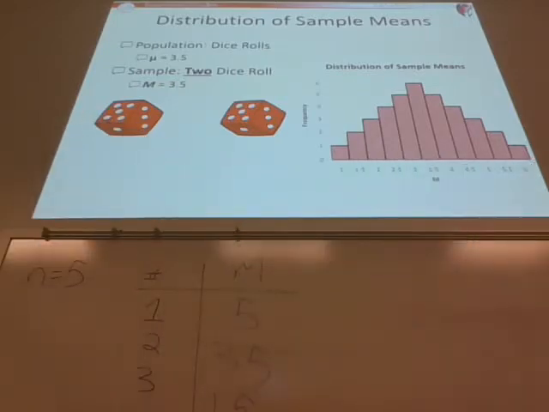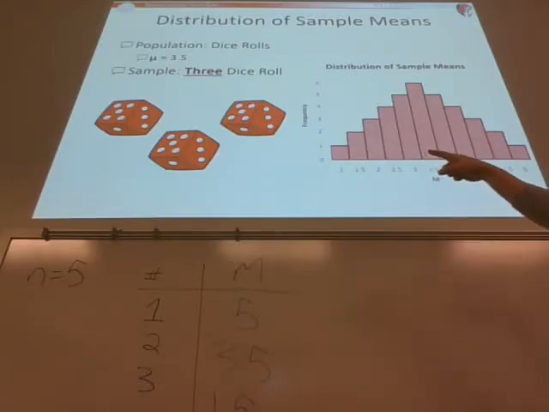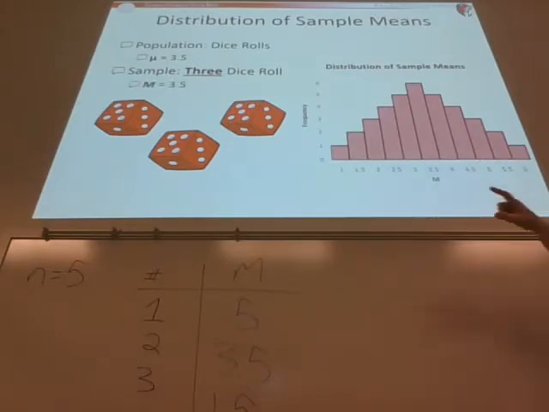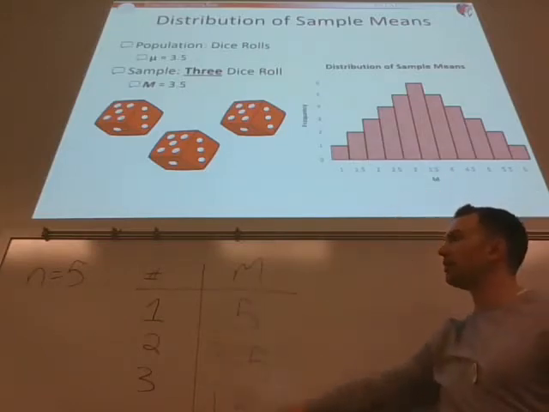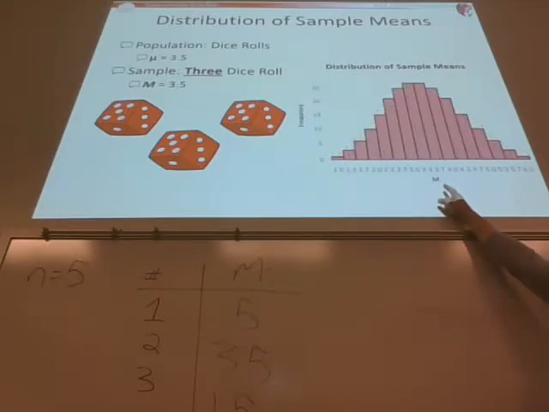And if you continue to do this, you do it now with a sample of 3 dice rolls. Again, you take 3 dice, you roll them, you add up the scores, you take the average. Do that for every possible sample of 3 dice rolls. You take all the means from those 3 dice rolls, put them in a distribution. It's going to look like this. And the mean is still 3.5. Notice the mean is still lining up with that population mean.